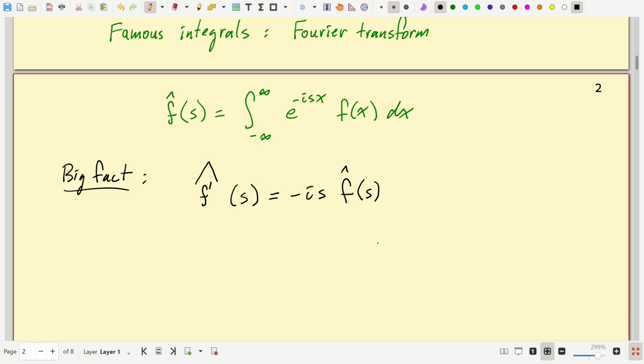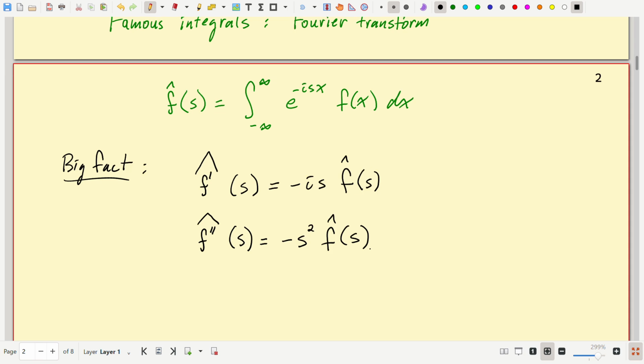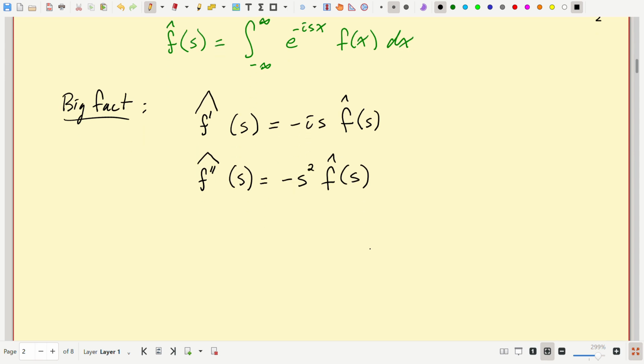And if you do it twice, for example, f double prime, this is why it gets used in partial differential equations, you get two minus i's, and so it becomes minus s squared times f hat of s. What? i times i is minus 1. Yeah, but isn't there a minus initially? Minus 1 times minus 1 is plus 1, and then the i times i is minus 1. Yeah.